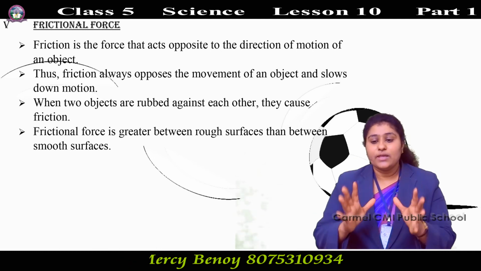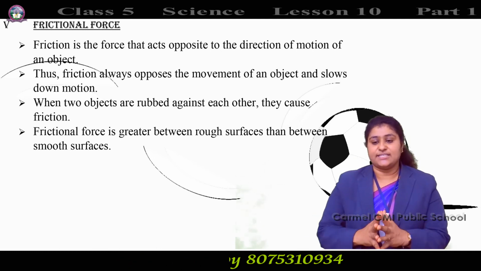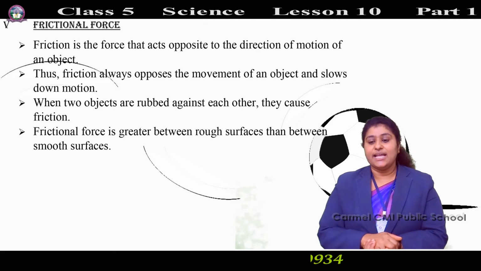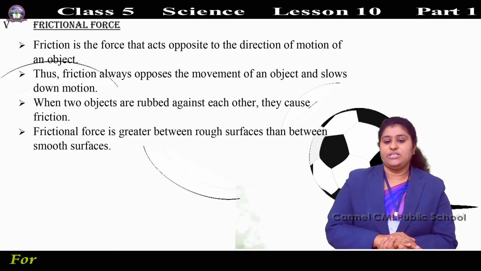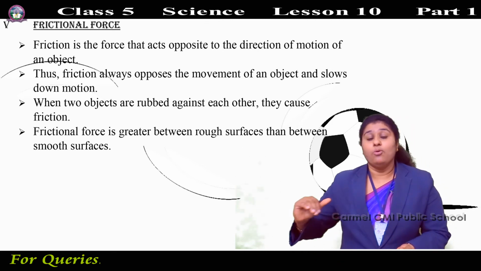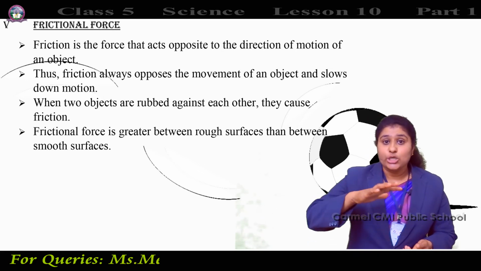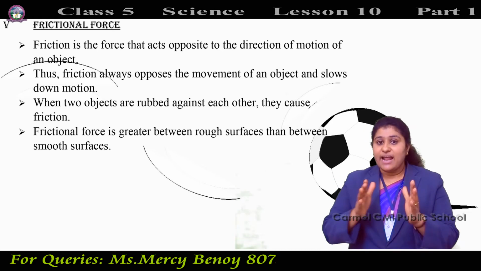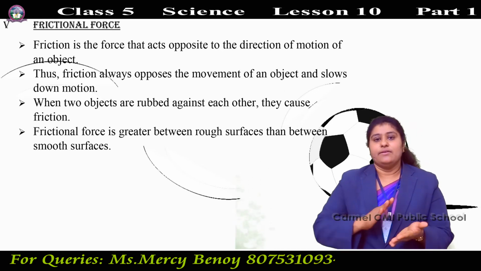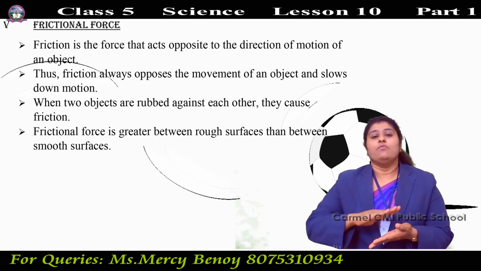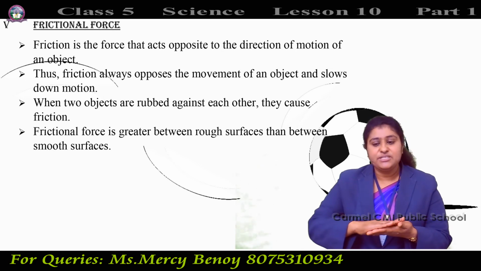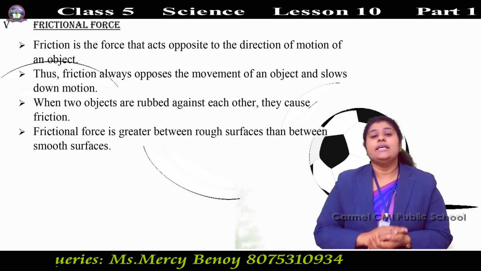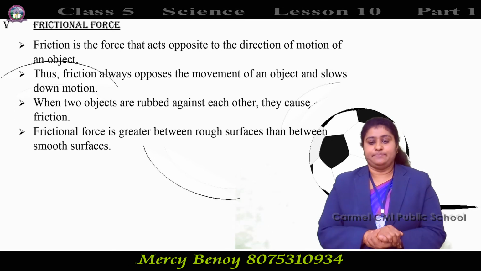It resists, or acts against, the movement of an object and it slows down the motion. And when two objects are rubbed against each other, they cause friction.